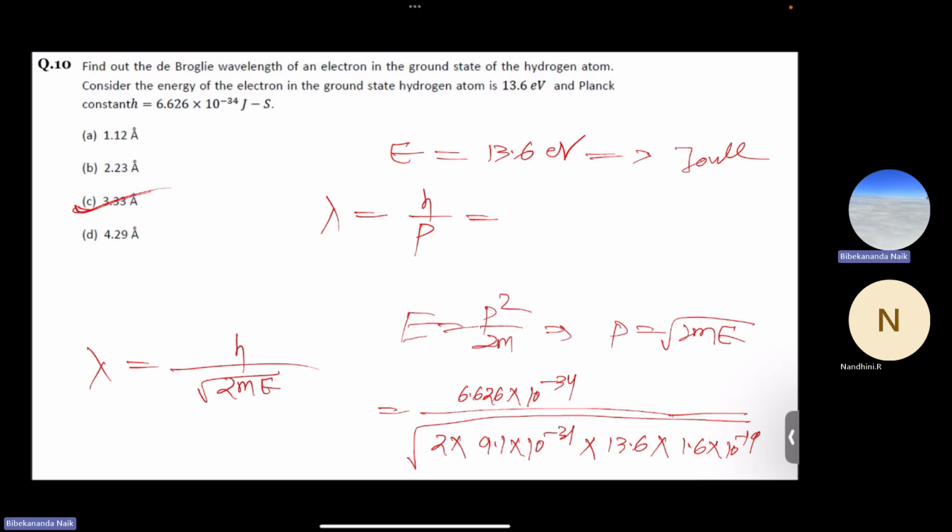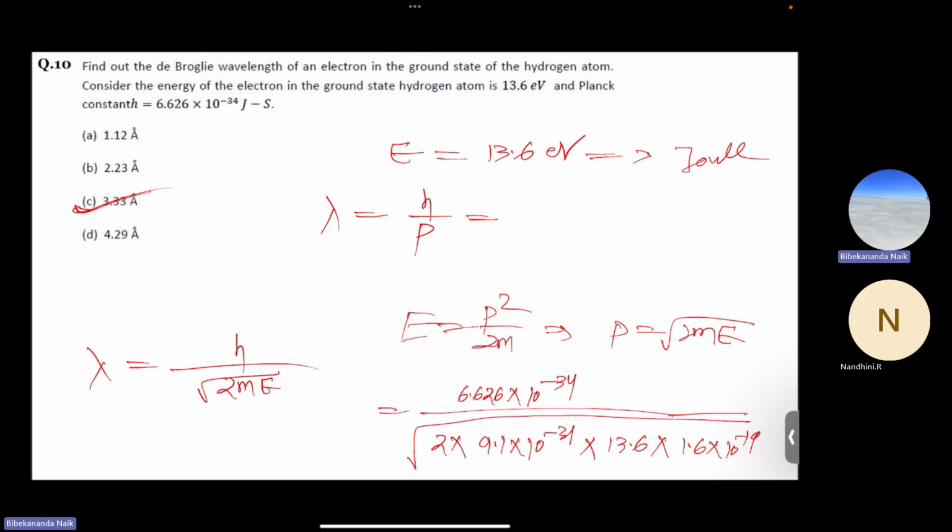So according to de Broglie's principle, each particle is associated with a wave, and the wavelength is given by lambda is equal to h by p, where p is the momentum and h is the Planck's constant. We know the value of Planck constant, that is already given in the question. Now the additional information we have is the energy of the electron in the ground state of hydrogen atom, and that energy is 13.6 electron volt.